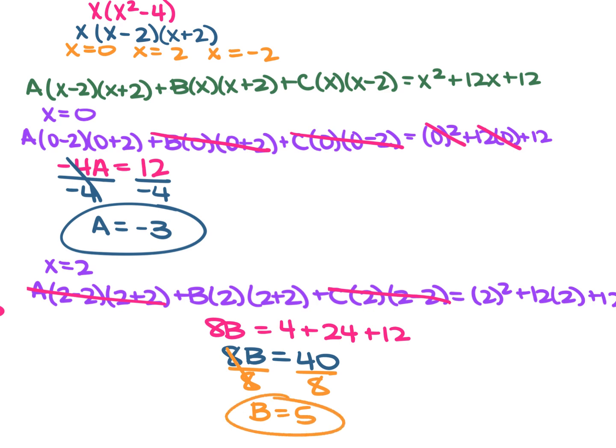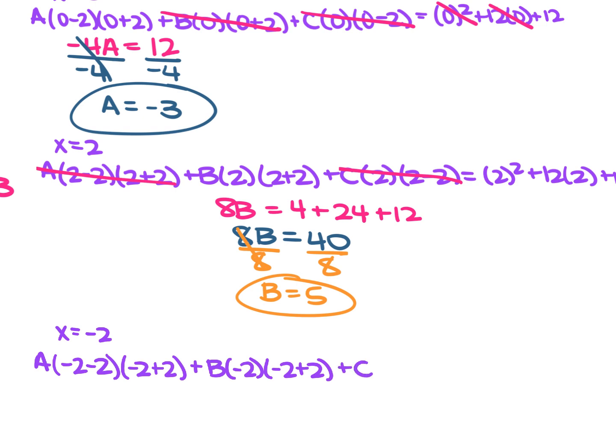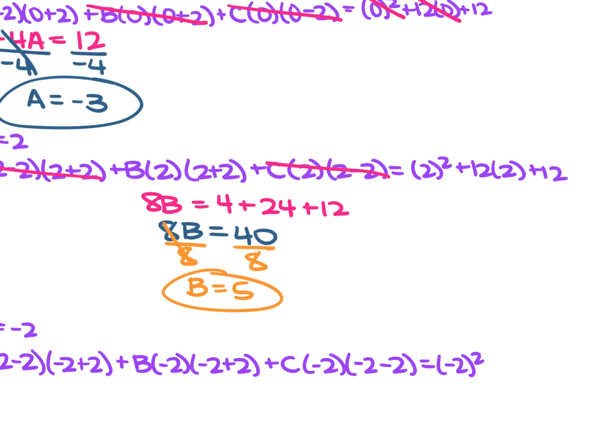So now the only thing that you have to solve for is c. So use x is equal to negative 2. You're going to have a times negative 2 minus 2 times negative 2 plus 2, plus b times negative 2 times negative 2 plus 2, plus c times negative 2 times negative 2 minus 2 is equal to negative 2 squared plus 12 times negative 2 plus 12.